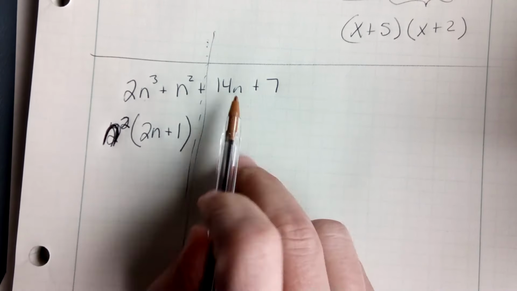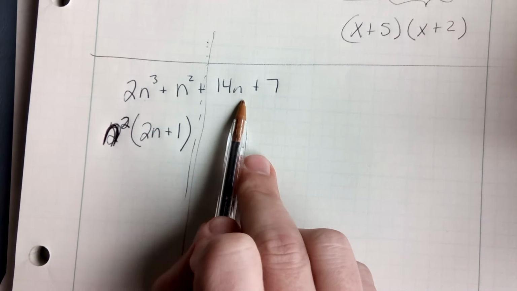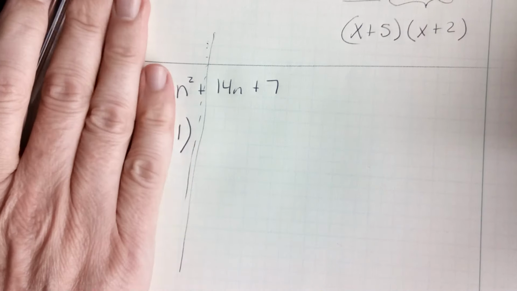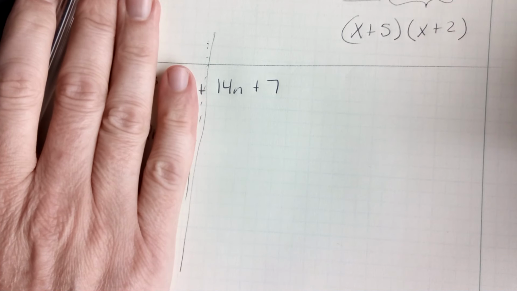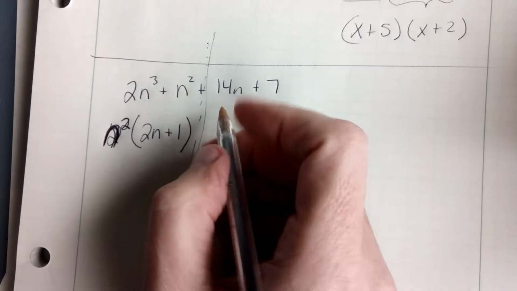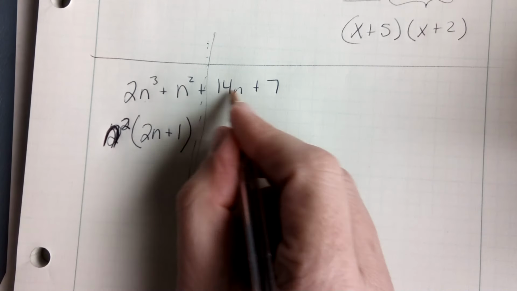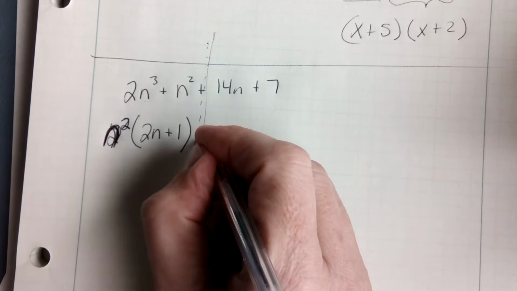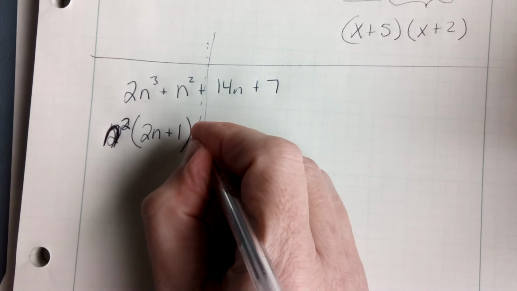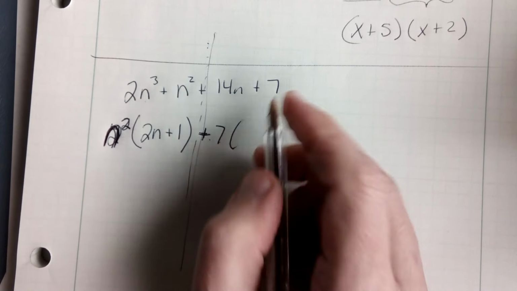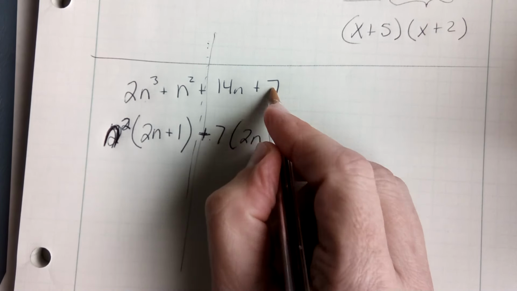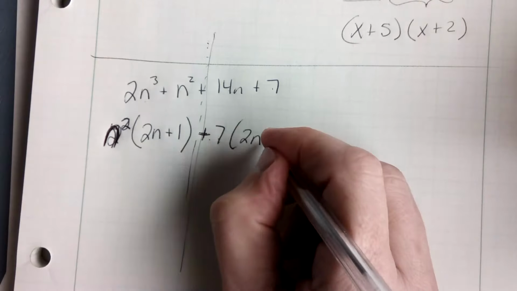Then I'm going to look at these second terms and do the same thing. I'm going to ignore the front now, and I'm going to say, what's in common with the 14n squared and the 7? Well, they both have a factor of 7. So I'm going to factor out, now don't forget the plus, a positive 7. And what am I leaving? Well, 14n divided by 7 is 2n. 7 divided by 7, remember, something's always left, a 1.